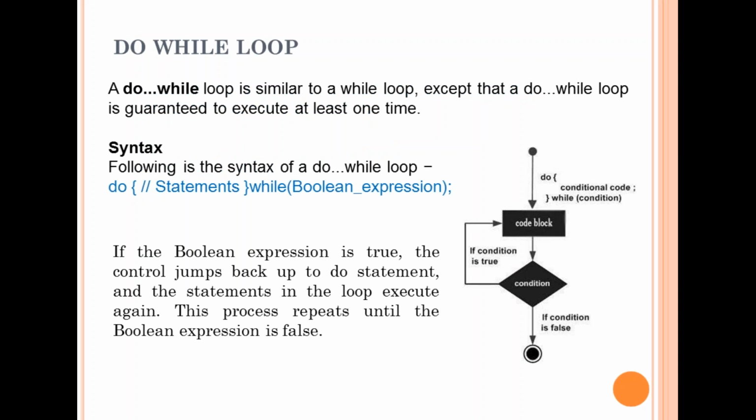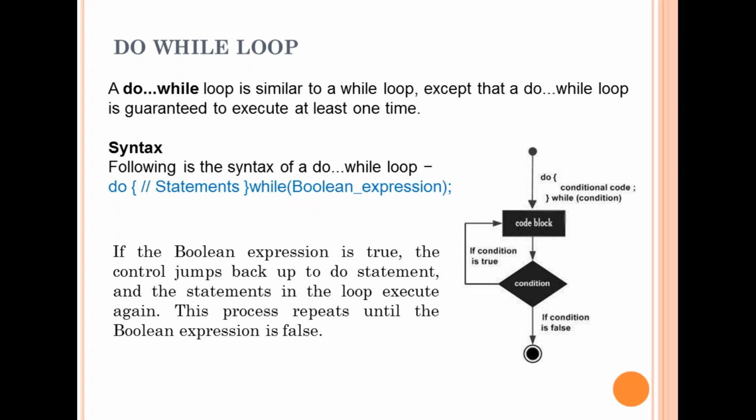The next loop is the do-while loop. A do-while loop is similar to a while loop, except that a do-while loop is guaranteed to execute at least one time. Following is the syntax of a do-while loop. Do statements while Boolean expression.